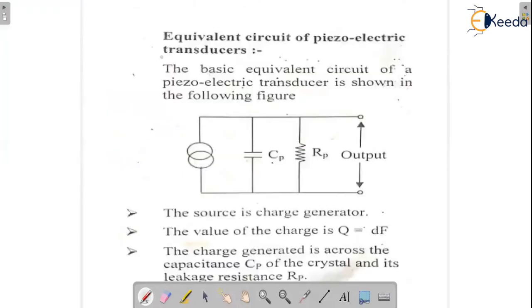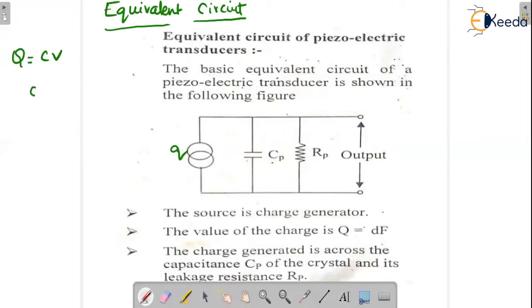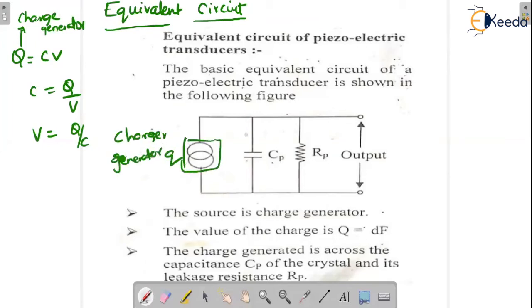So next, let's discuss the equivalent circuit. As we have seen, because of the force applied, there is a charge displacement. So this is that charge. You know, Q is equal to CV, or C is equal to Q by V, or V is equal to Q by C, where Q is the charge. You can take it as capital Q or small q. This is the charge generator, represented by Q. And this is the capacitance property.